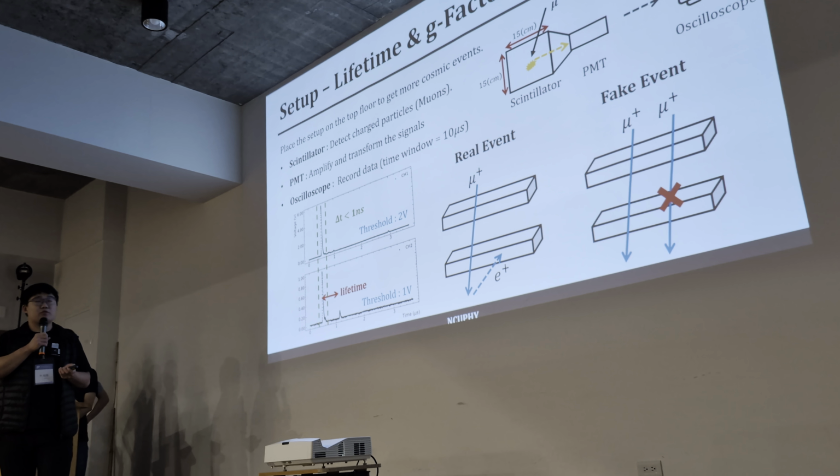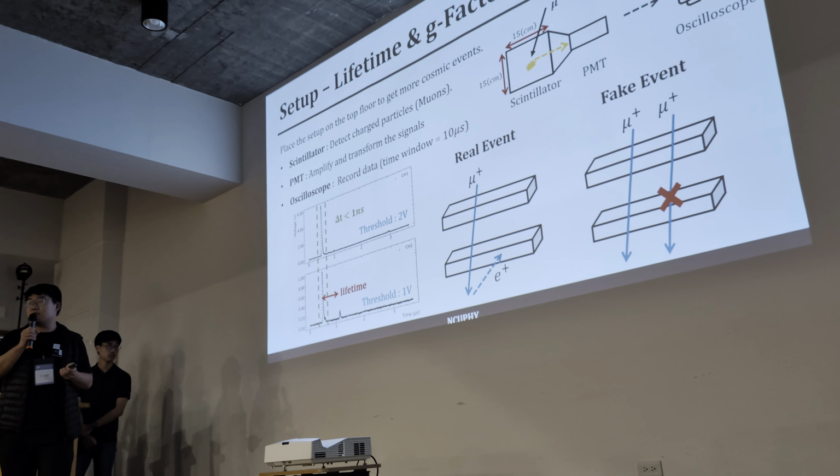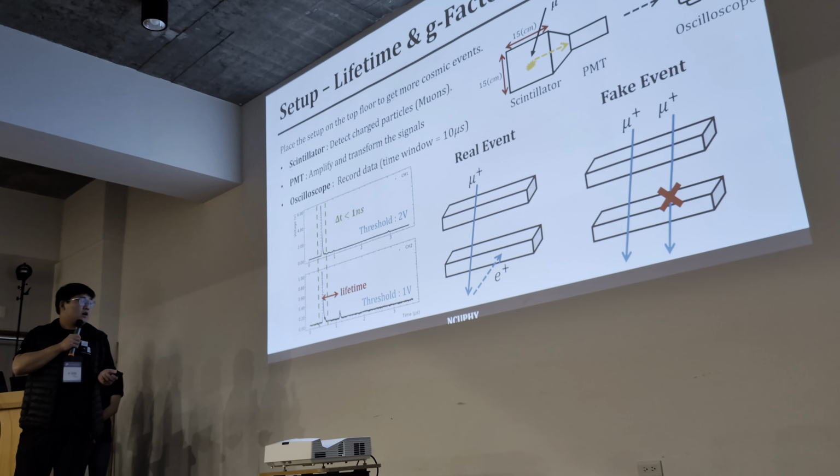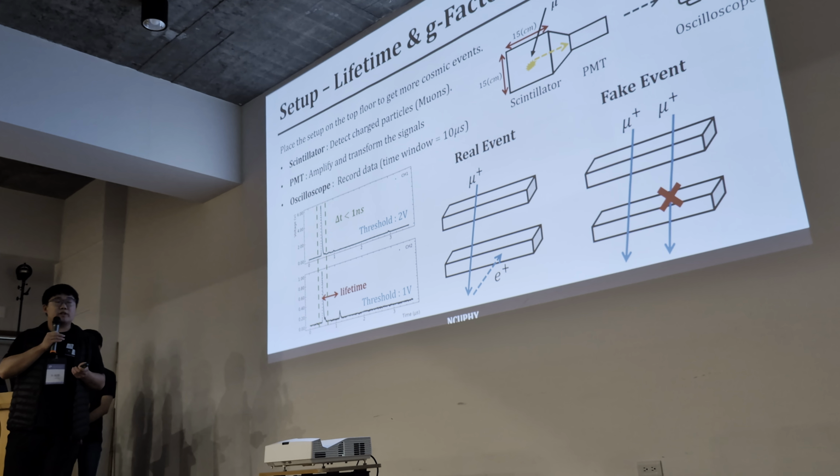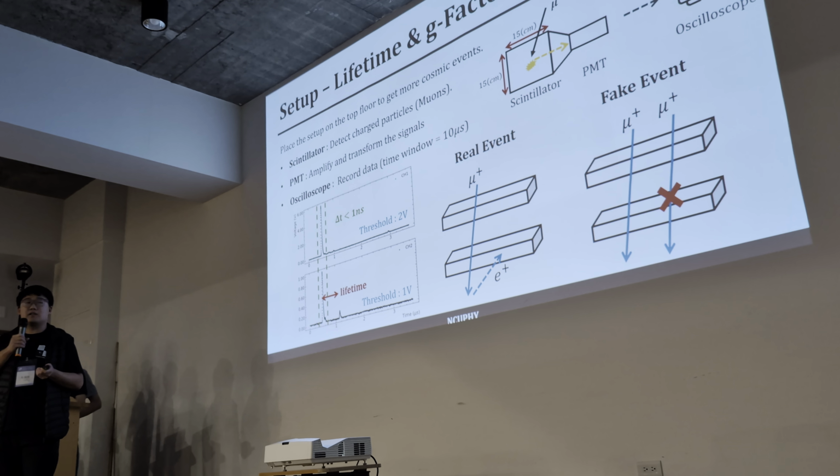We use two channels to select our events. When the muon passes through, it will produce the first peak in both channels. The time difference between them is within 1 nanosecond. Only channel 2 has a second peak from the positron. This selection can help us to block out fake events from another muon.